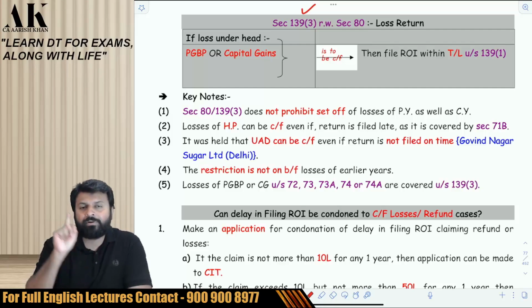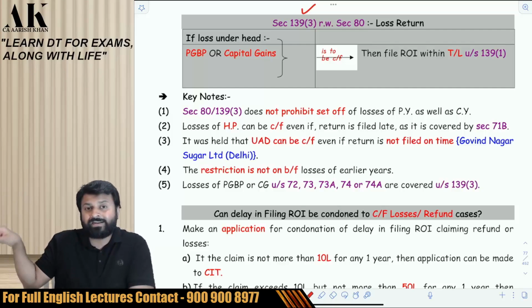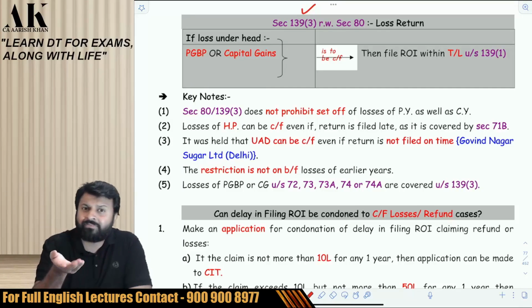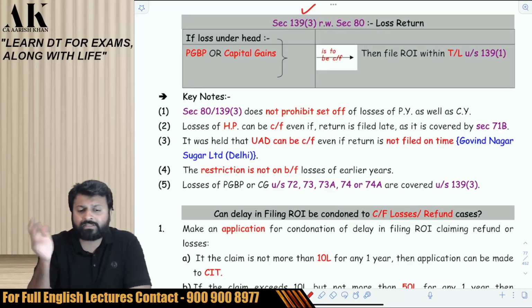The answer is yes, because in last year when the loss was incurred, in that year the return was filed on time. So what is important is the year in which you incur the loss, you have to file the return on time in that year. In the next year when you set off, you may file the return on time, and even if you have not filed the return on time, still you can do what? You can set off that particular loss.